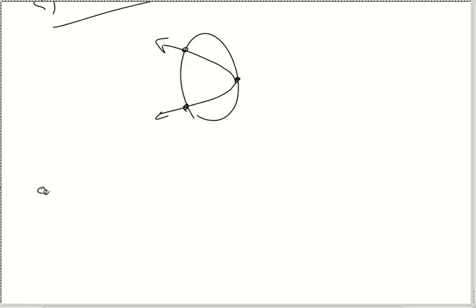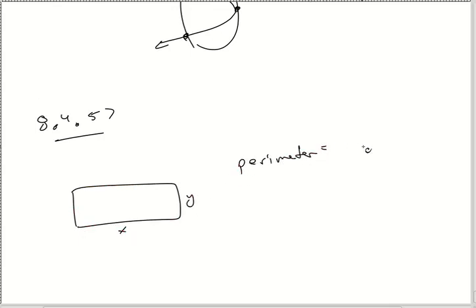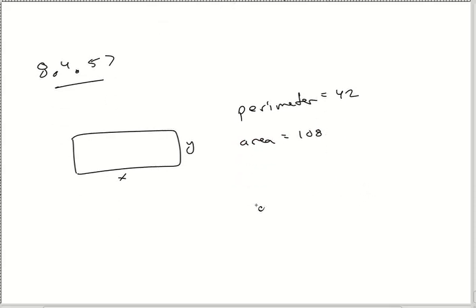Moving on. We still have more. 57. So it says we have a rectangle, x and y, and the perimeter is 42, and the area is 108, and they say find the dimensions of the rectangle. Solve for x and y. Well, perimeter, there's two x's. See, there's an x and there's a y as well. Two x's and two y's, and that's equal to the 42. But my area is x times y is equal to 108.